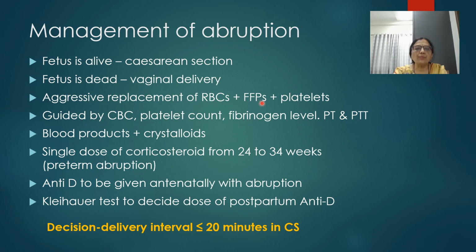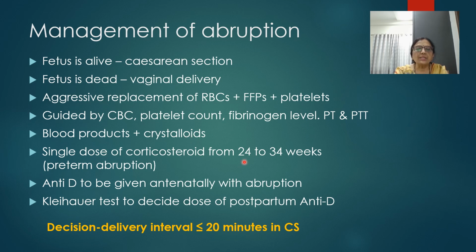How much RBCs, FFPs, and platelets are to be given is guided by CBC, platelet count, fibrinogen level, prothrombin time, and partial thromboplastin time. Blood components are to be given, and crystalloids are to be infused in sufficient quantity. But excessive administration of only crystalloids or only RBCs will lead to dilutional coagulopathy, which needs to be avoided.